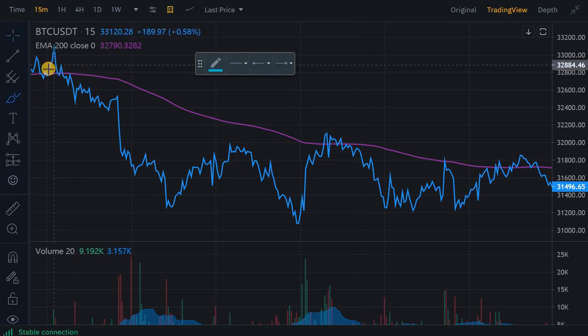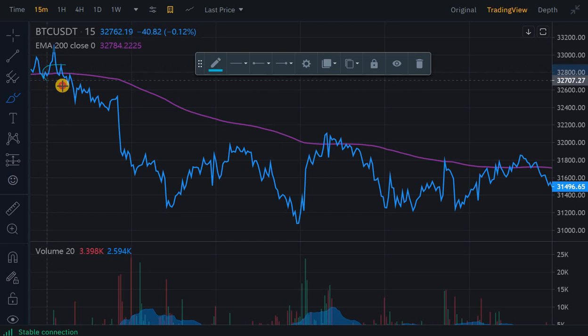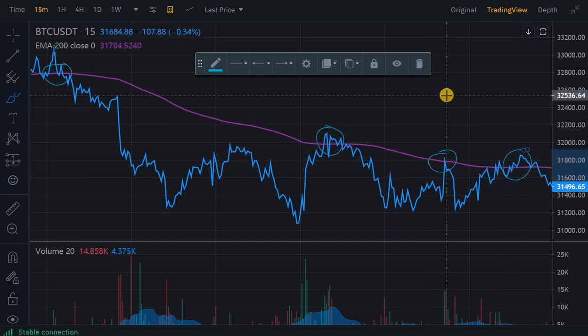Right here, this was where the price broke this 200 exponential moving average and the downtrend was confirmed. Every time the price goes back to touch this 200 exponential moving average, the purple line right here acts as resistance. Understand? So as you can see, resistance right here, second resistance right here, and the third touch right here is another resistance. So in a downtrend, this 200 exponential moving average acts as resistance.